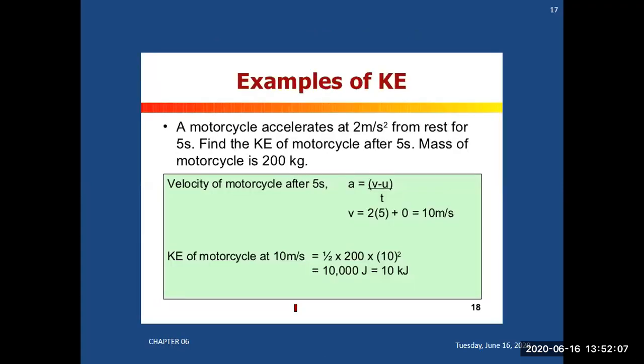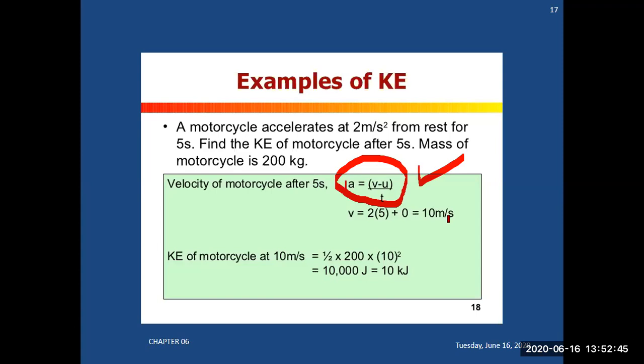Now, what are the examples of kinetic energy? A motorcycle accelerates at 2 meters per second square from rest for 5 seconds. Find the kinetic energy of the motorcycle after 5 seconds. Basically, this is a broken-down form of acceleration. Acceleration is defined as the change of velocity in a certain time, so it is the change in velocity divided by time. Time is given, so you have calculated the change in velocity with the help of this formula.